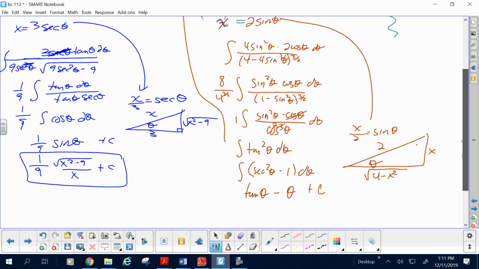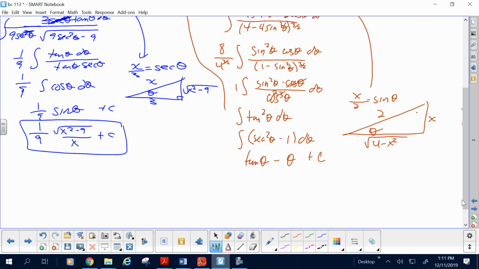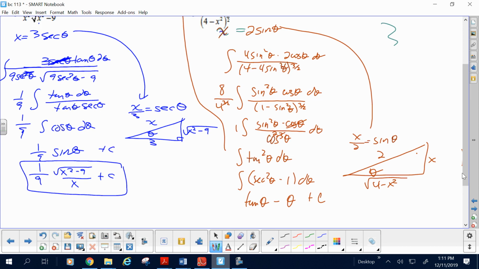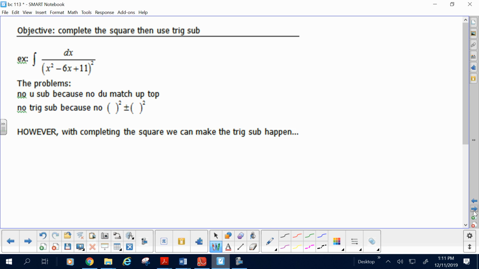All right, how are we doing? Are you done? So, do you have x over root 4 minus x squared to start with? Then you have minus inverse sine of x over 2 plus C. We good? How'd you do? Okay, let's go to some other variations on the problem.